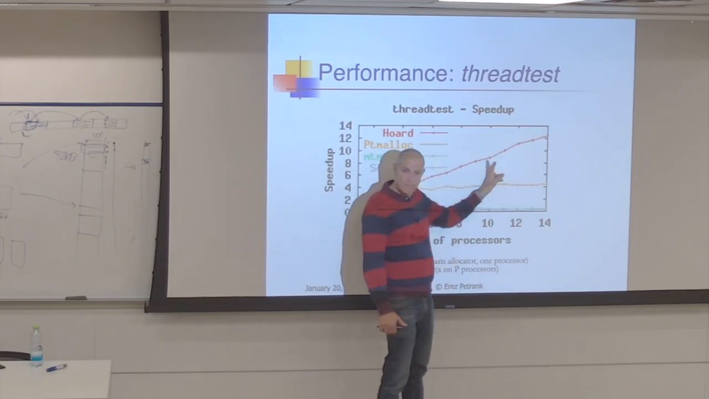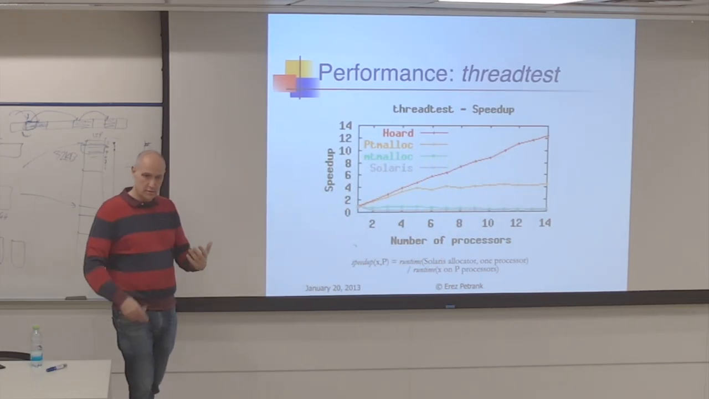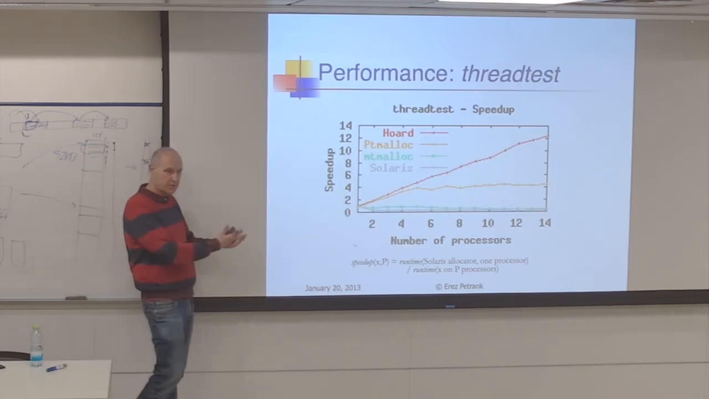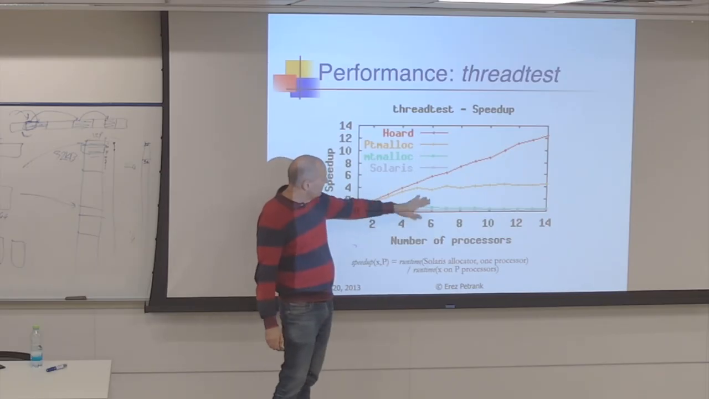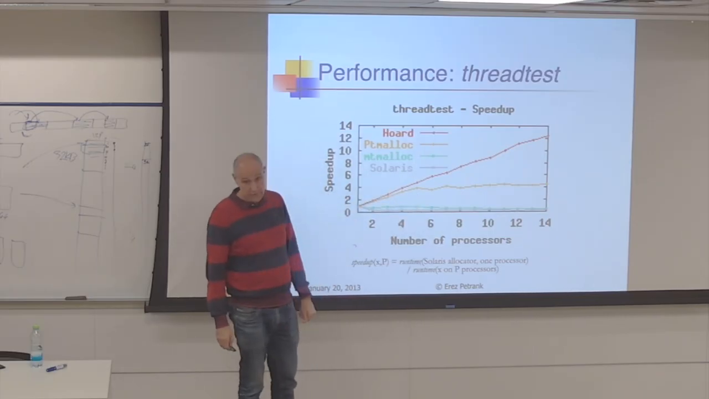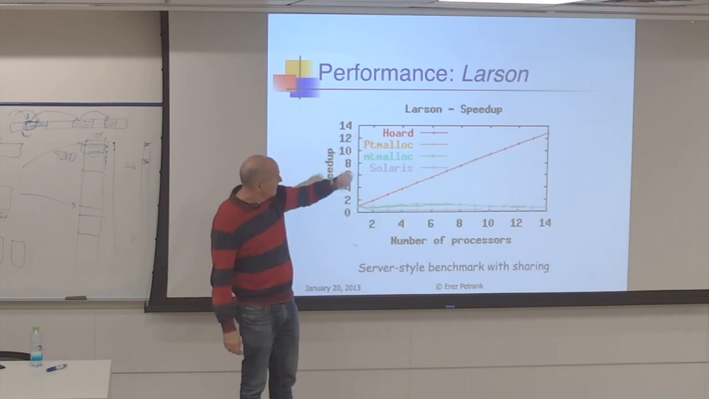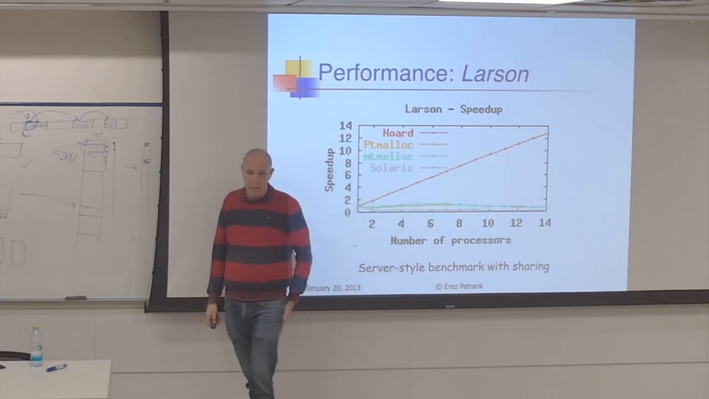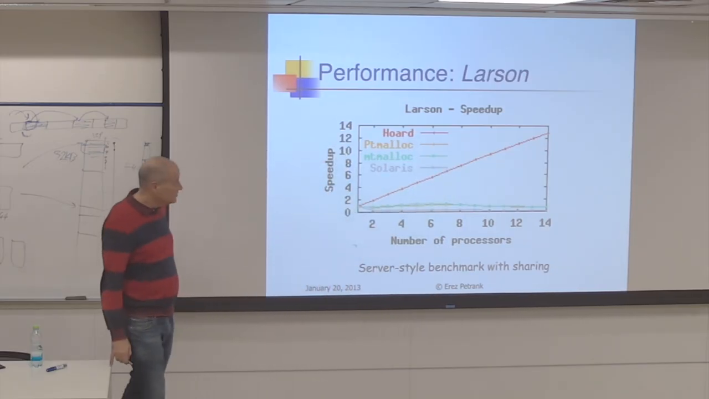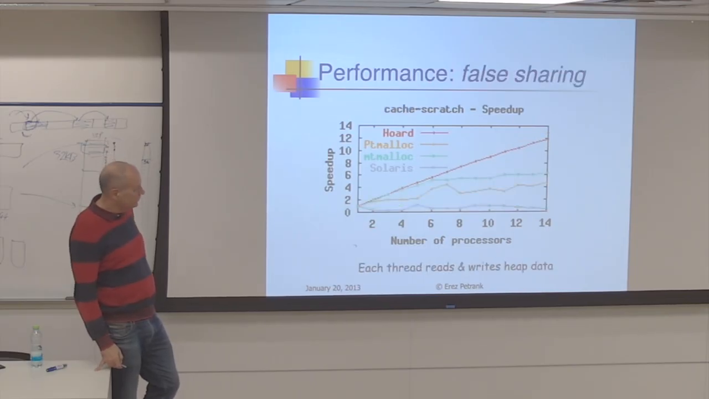Horde is the red line. You do manage to exploit the processors that you add. You get more speed if you add more processors. This is scalability. And the other allocators that were there in 2000 did not do well. In this benchmark, they really did not do well, and he did well. And so it was a very good allocator, and it was used for a long time.